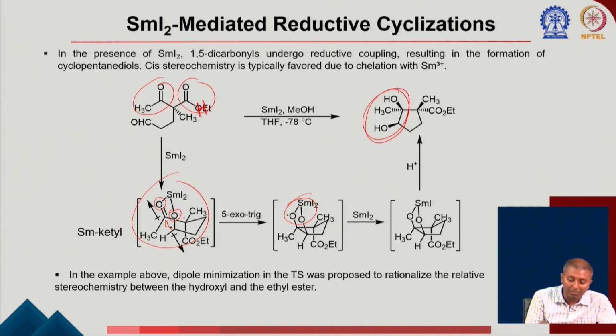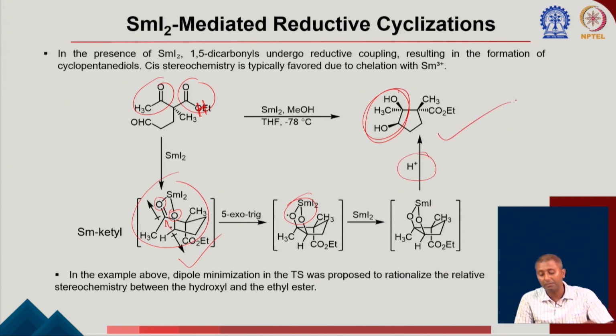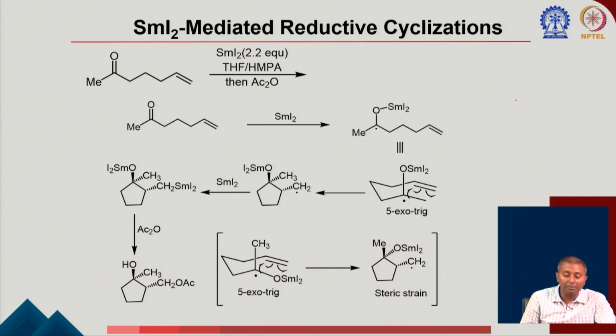So there is a minimization of the dipole happening here in this transition state. In this particular transition state there is a minimization of dipole, which allows this corresponding exo-trig cyclization, which I mentioned, and then afterwards the samarium is getting replaced by H+ to give this corresponding product. Here is another example of this particular reaction.